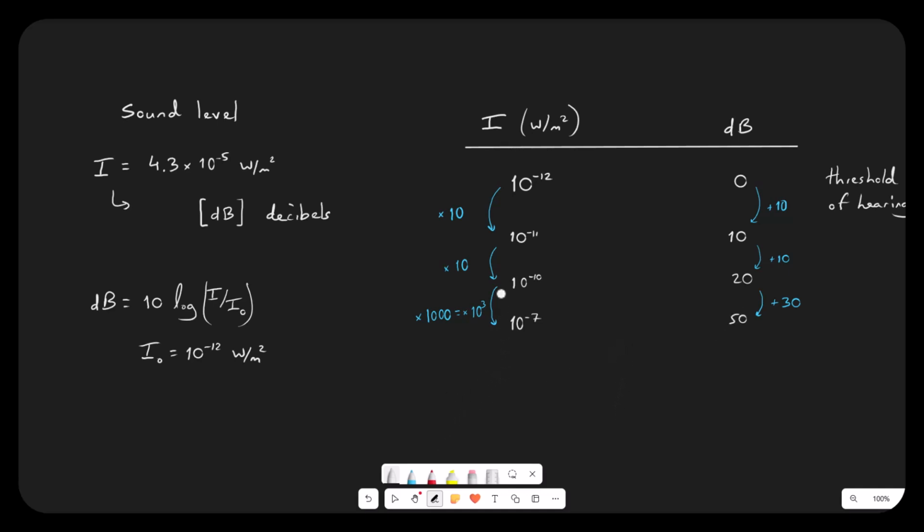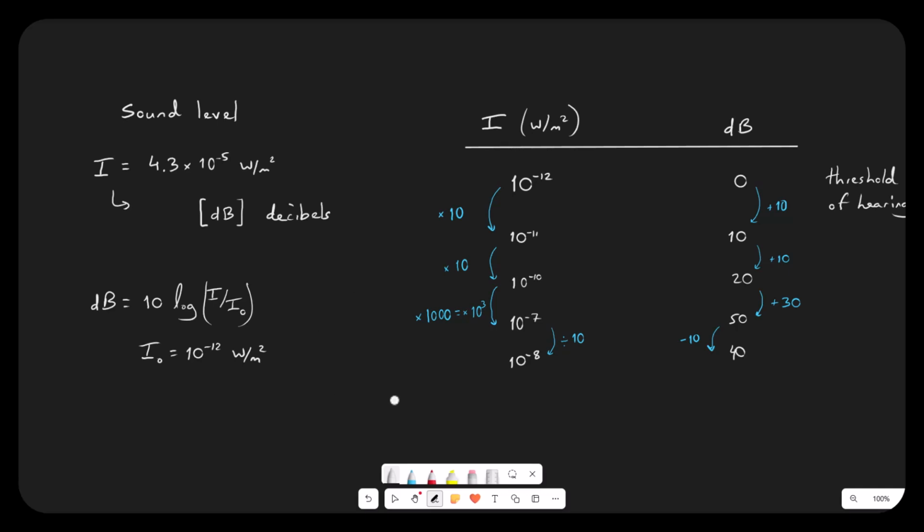I can work backwards too. What if I have 10 to the negative 7th and I want to go 10 to the negative 8th? Well, now I am dividing by 10. So to get there, I'm going to subtract 10 and be back at 40 decibels. This doesn't get you all the decibel values, it just gets you kind of the whole numbers of 10. So I'm going to fill in a couple of those gaps.